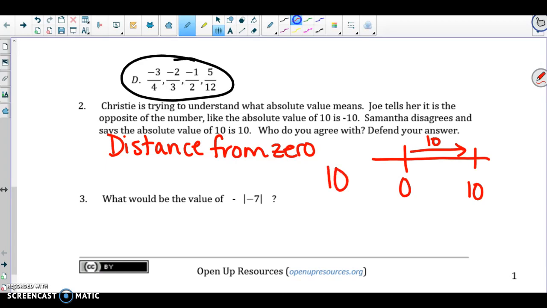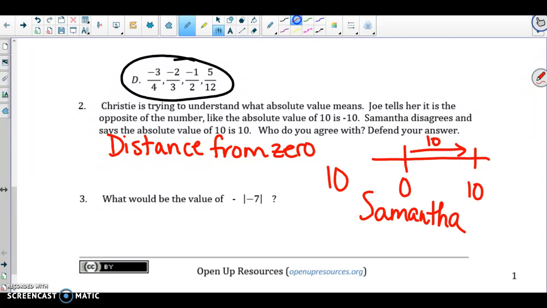So we actually agree with Samantha instead of Joe, because Joe says it's just the opposite. Well, the opposite would be on the other side. Okay, so we agree with Samantha. Okay, and it's because of the distance from 0.